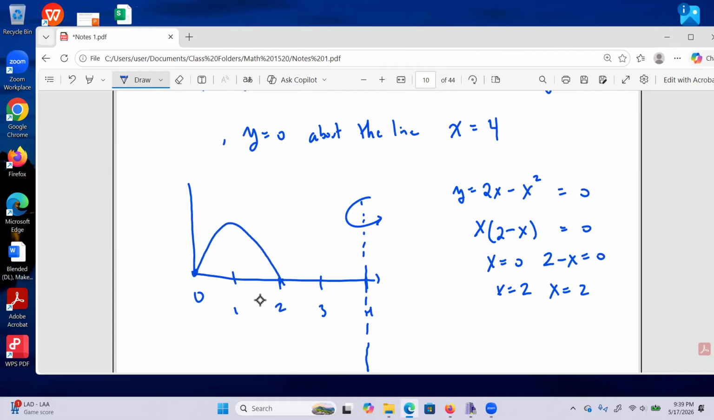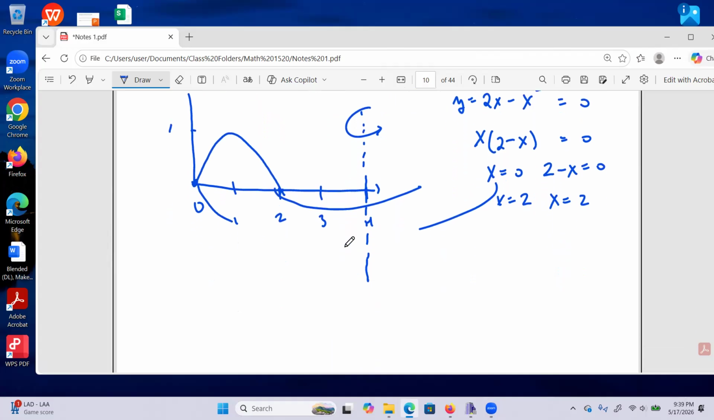I know that if you have a parabola, the way you find the vertex is you can average the intercepts, and that gives you the vertex. So that vertex is going to be at 1. So we're up here at 1. And we're taking this whole piece and revolving it around this axis over here.